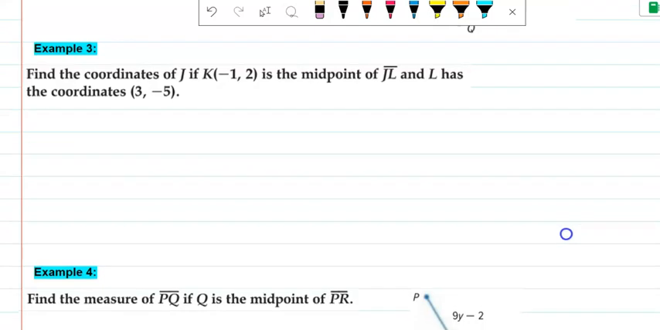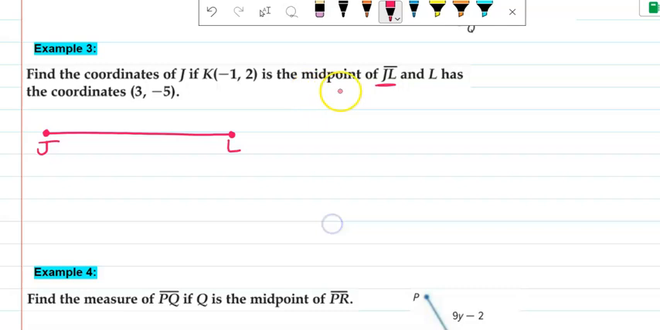Okay, so example 3. Find the coordinates of J if K is at -1, 2, and it's the midpoint of JL, and L has the coordinates of 3, -5. All right, so let's draw us a picture. So we have, it says, the segment JL. Oh, that's not good at all. We have this, so we have JL. We know that K is the midpoint, it says. K is the midpoint. So we're going to put that as close to the middle as we can.